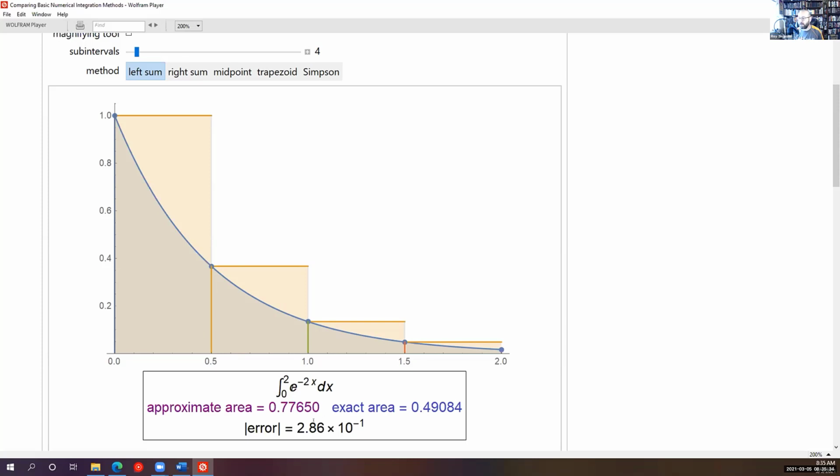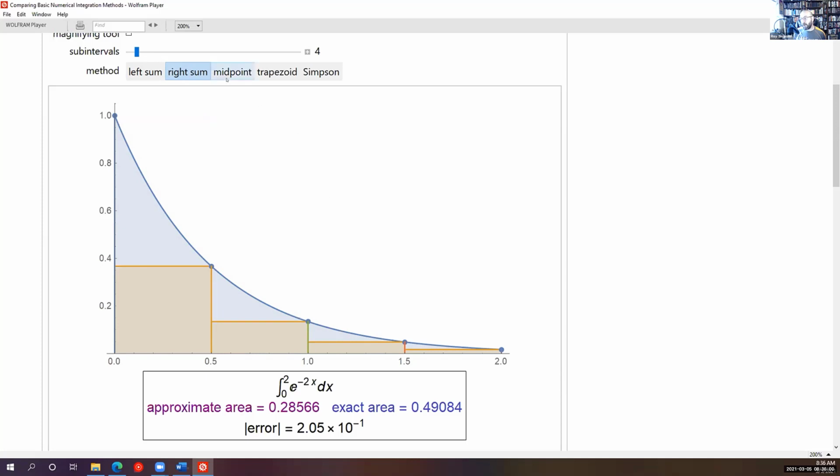Pay attention to this error. I just want you to be very aware of the error. It's 2.86 times 10 to the negative first. In other words, we're off by 0.286 from the exact value. Now let's look at the right endpoint method. The right endpoint method, at least in this case, is slightly better. The error is a little bit less, but it's still pretty far off from the exact value.